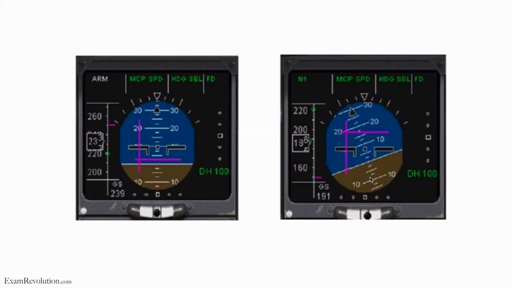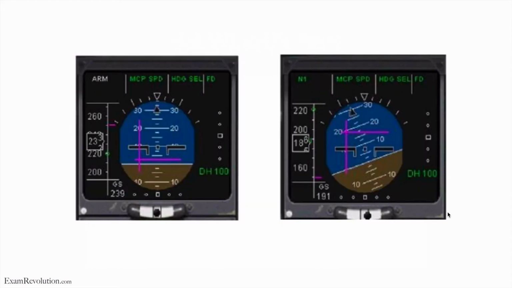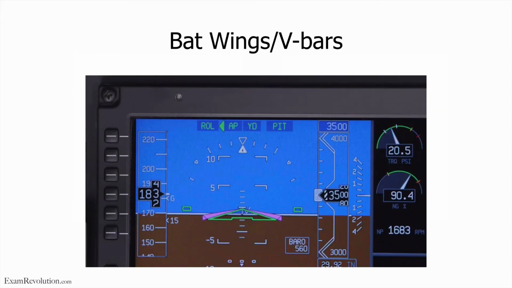And this is on the ADI, on the attitude director indicator. Now, I've shown you the crosses, right? These are the crosses. These are also a type of flight director. And you also get the bat wings or the V-bars. Now, this is typically on the Honeywell systems that you get this.